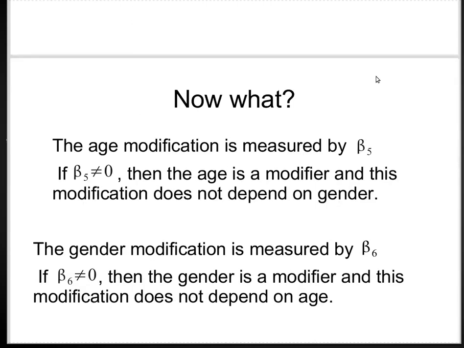We've got that age modification is measured by beta 5. So if beta 5 is not 0, then age is a modifier, and this modification does not depend on gender. Further, if beta 6 is not 0, then gender is a modifier, and this modification doesn't depend on age. And as I mentioned, in both cases, we have here age modification adjusted for gender, and here we have gender modification adjusted for age.